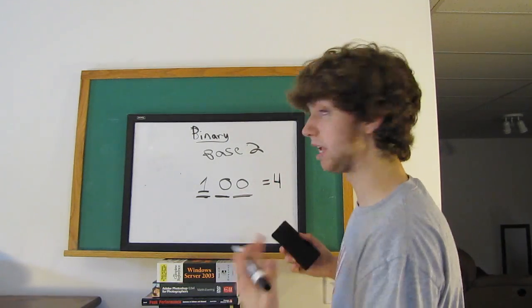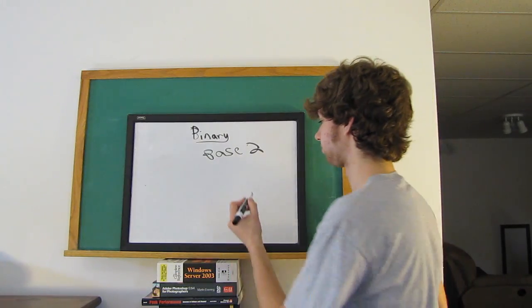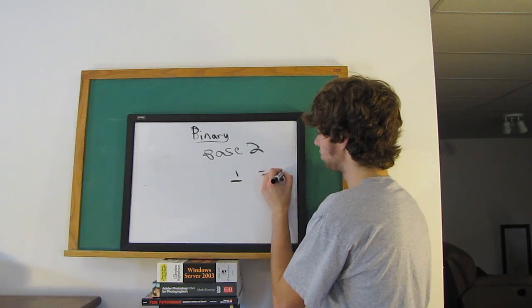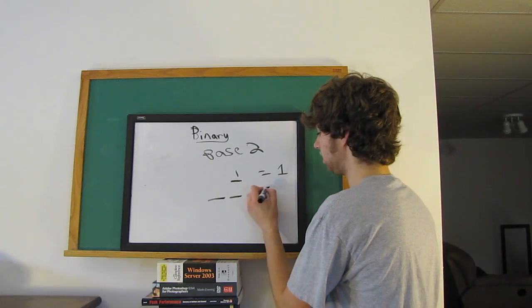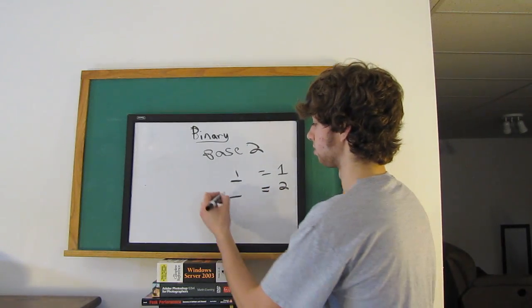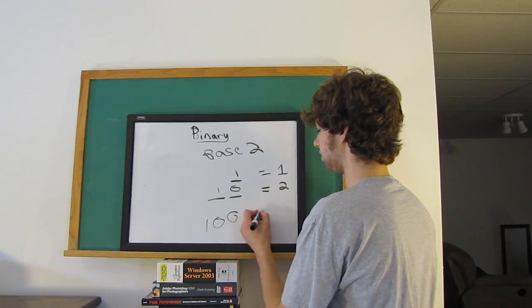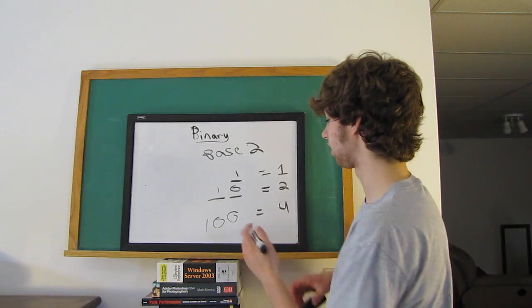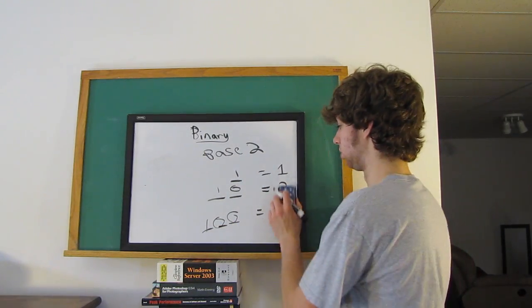So as you can see, when we have 1 place marker, and we can have up to 1, this is equal to 1. When we have 2 place markers, this can be equal to 2, because we get 1, 0. If we get 1, 0, 0, this is equal to 4. So rather than multiplying by 10 each time, we multiply by 2.